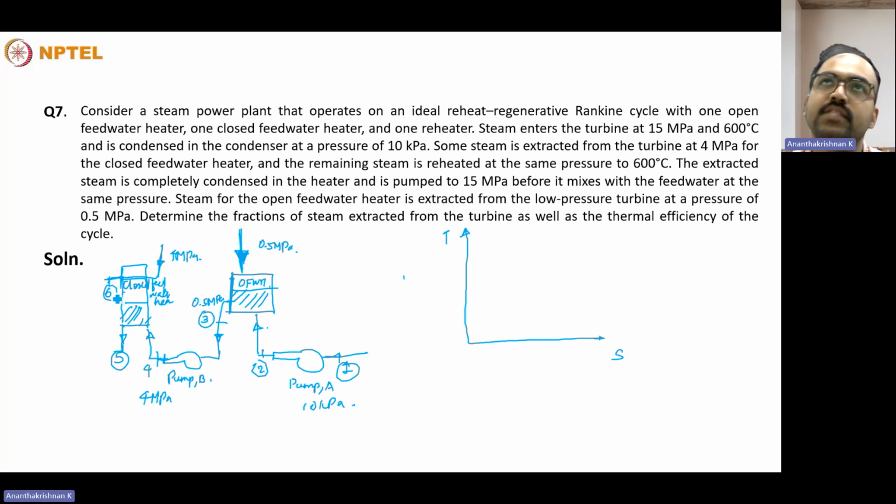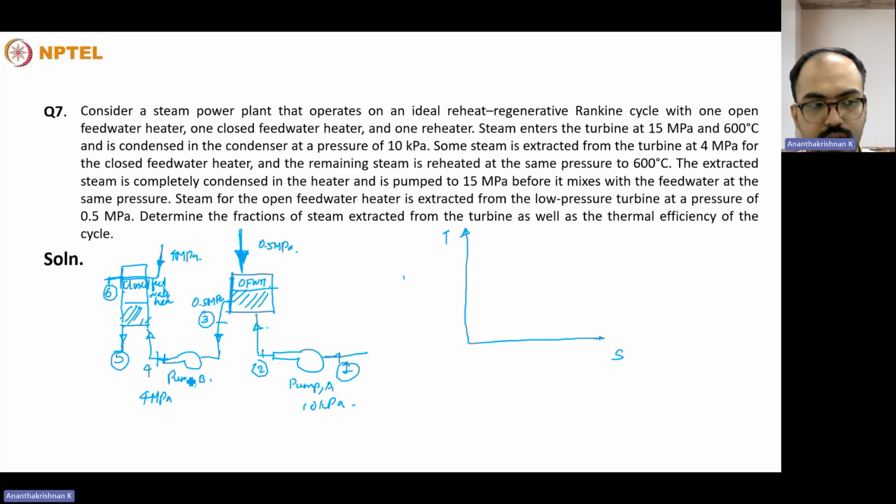And if it has to be mixed, both of them should be at the same pressure, and the final pressure should be the same as that of 15 megapascal. So it has to be fed into the boiler. So in this case, there's a slight confusion.